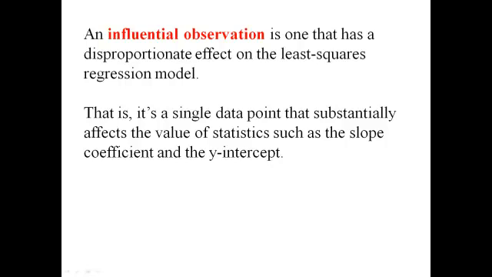An influential observation is one that has a disproportionate effect on our regression model. In other words, we could imagine fitting our regression model both with and without the observation, and then we'd consider an observation to be influential if it substantially affects the value of model statistics such as the slope coefficient and the y-intercept.